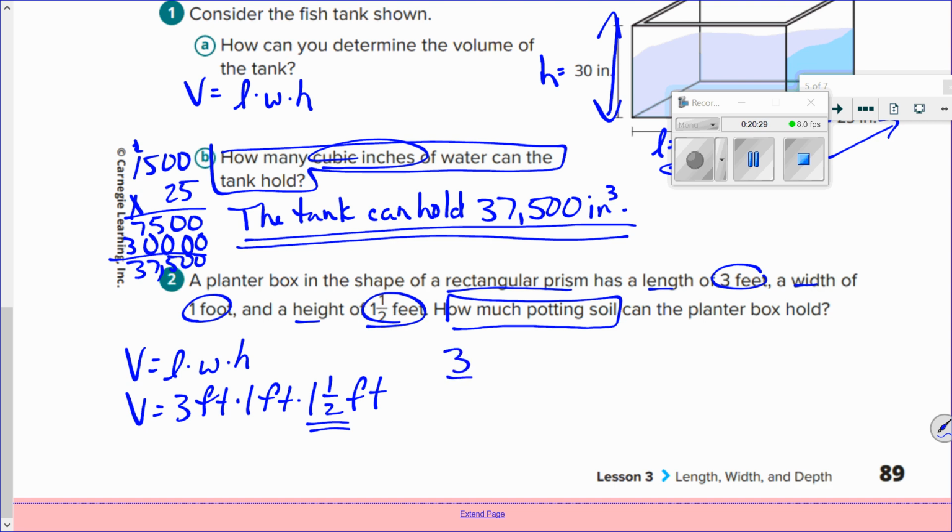So 3 times 1 times 2 times 1 is 2 plus 1 is 3. Don't change your denominator. Now I don't have any reductions I can do, so 3 times 1 times 3 gives me 9. 1 times 1 times 2 gives me 2. 2 goes into 9 4 times with 1 left over. But what kind of problem is this? Word problem.